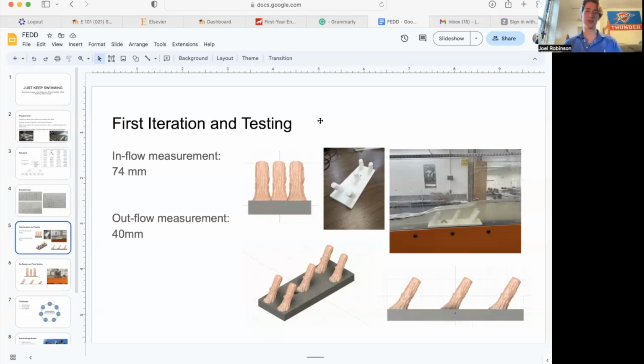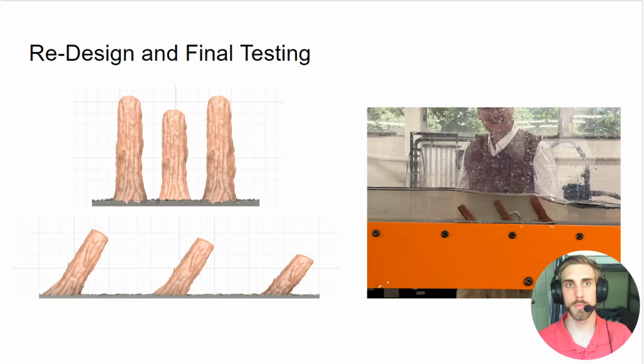So one of the things that we noted down during our first testing was that the height of the tree trunks was too high. And so what we ended up doing was we ended up staggering the height such that it started down lower, and then as it went up, it went a little higher. And that would decrease the difference between the top water going in and the water coming out.